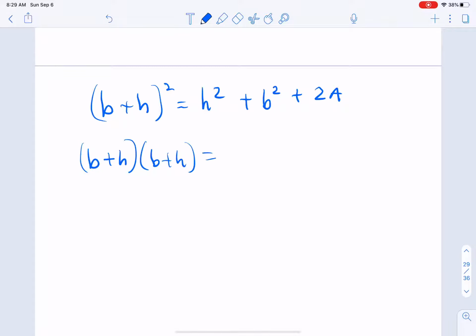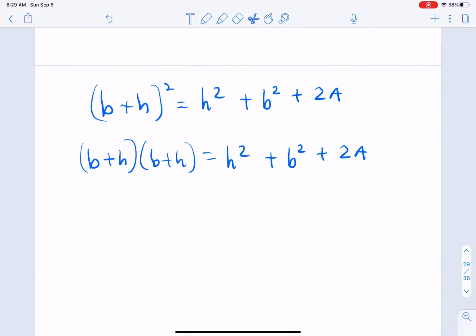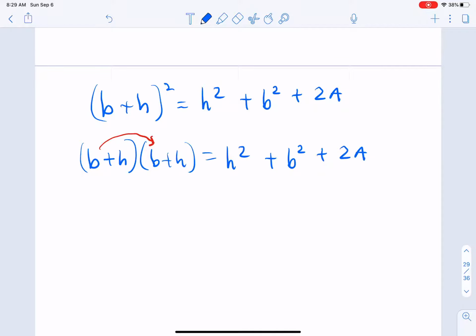And then there is nothing to do over here on the right side. So you know what I'm going to do? I'm just going to duplicate and bring it down because I can. Okay. But over here on the left side, I need to be doing some FOILing. So B times H is a BH. B times B is a B squared.